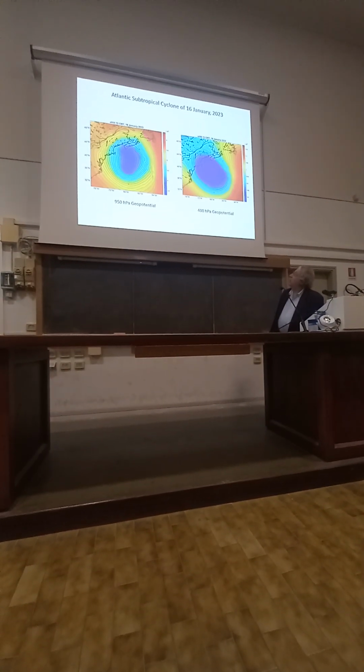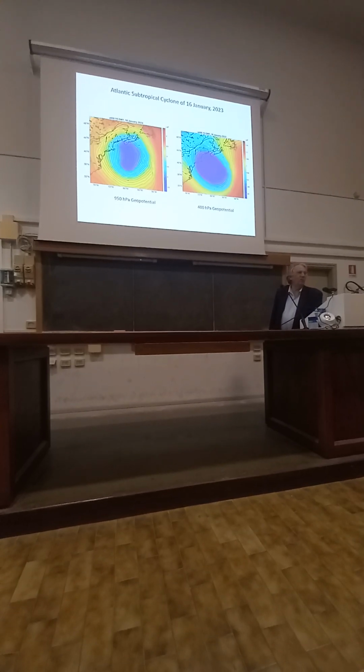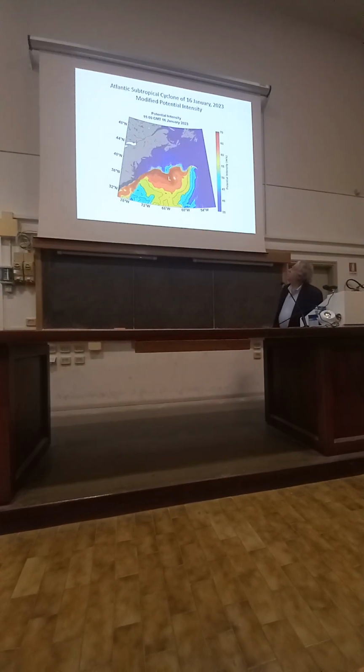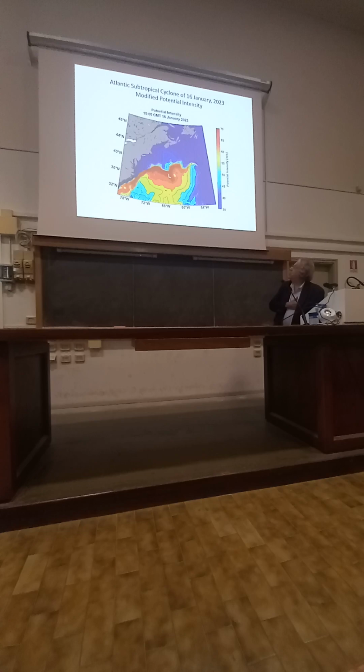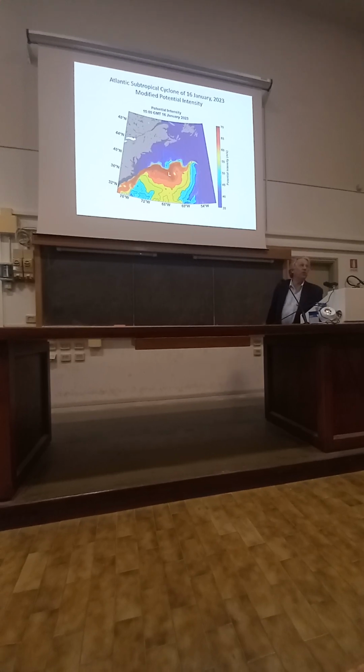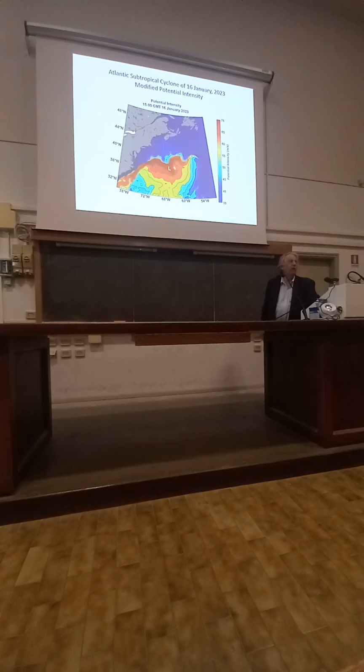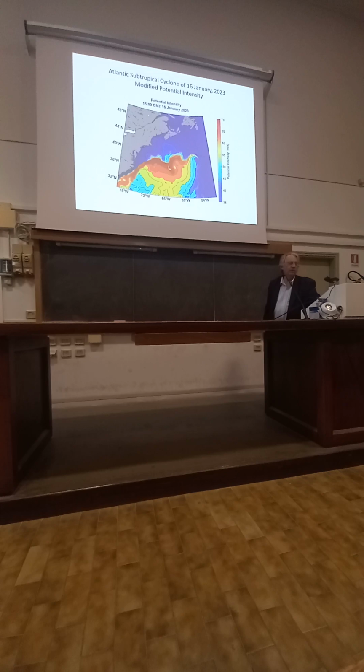Surface pressure, upper tropospheric pressure, same old, big cutoff cyclone, moves down over very warm water for that time of year, the Gulf Stream. And here's the modified potential intensity. The L shows here where the surface cyclone is located. Quite high values, and up in hurricane territory. But transient, again, normally 0 at this time of year.